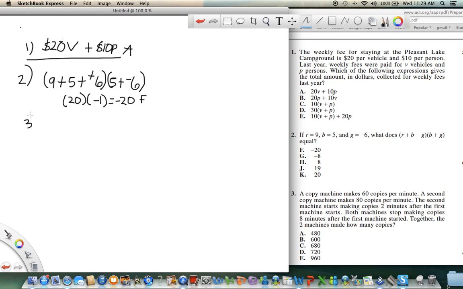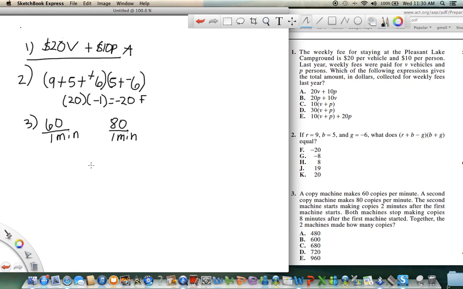Question number 3. Real typical on the ACT, they like to have you look at rates. And a rate is always per 1 unit, and these are given per 1 unit. So a copy machine makes 60 copies per, which in math language means over, 1 minute, so per 1 minute. And a second copy machine makes 80 copies per 1 minute. So that's machine number 2. And then we know that the second machine starts making copies 2 minutes after the first, so don't forget that. That's going to be important.